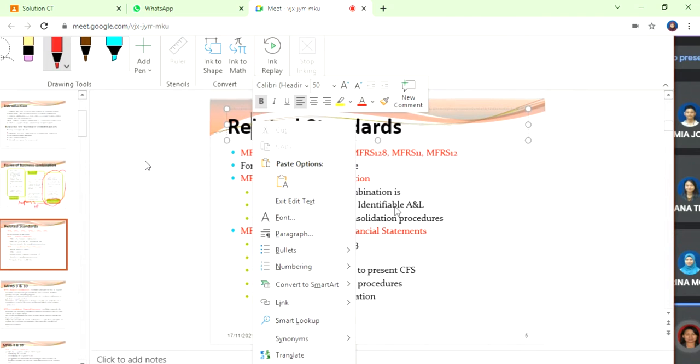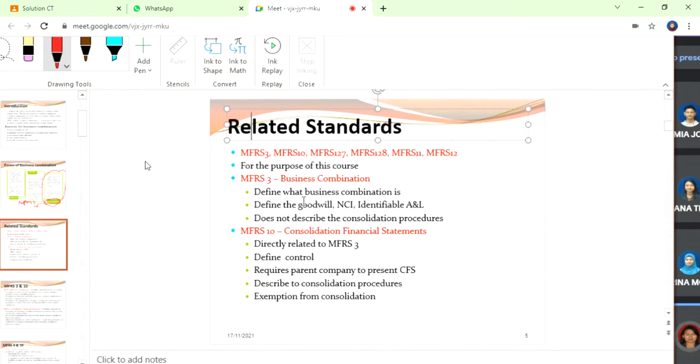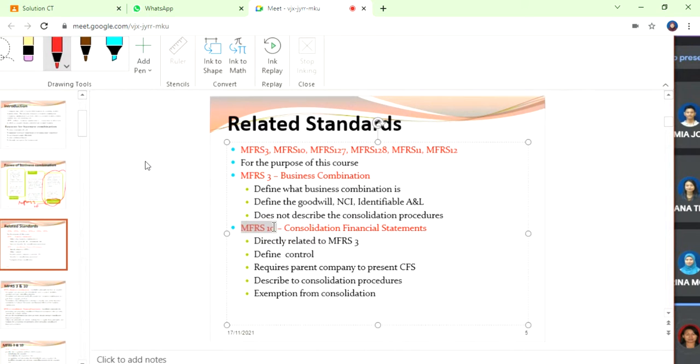So what is MFRS 3? MFRS 3 is where the definition of business combination is. That is where goodwill, non-controlling interest, and identifiable assets and liabilities are defined. But it does not describe the consolidation process or procedures. So if you want to know about the consolidation part, you have to go to MFRS 10. And this standard will define control.